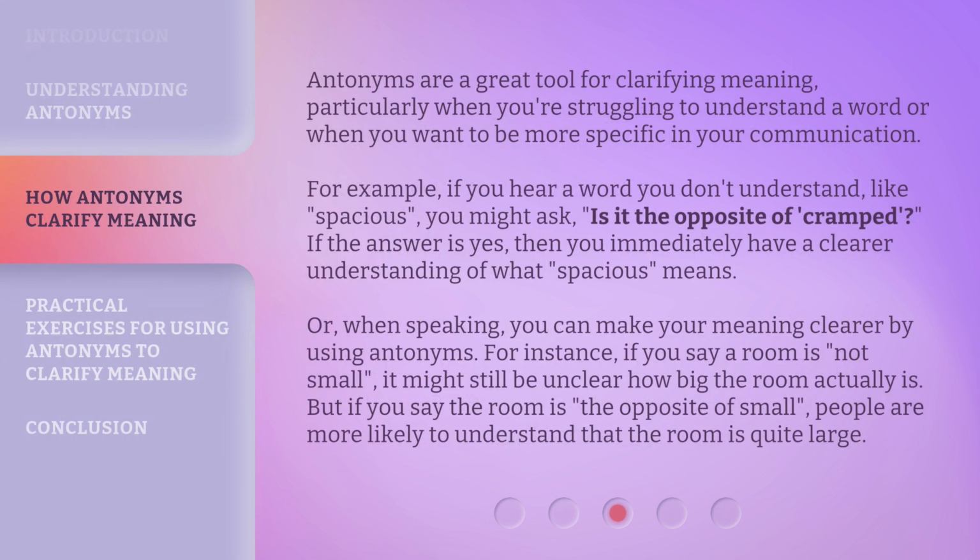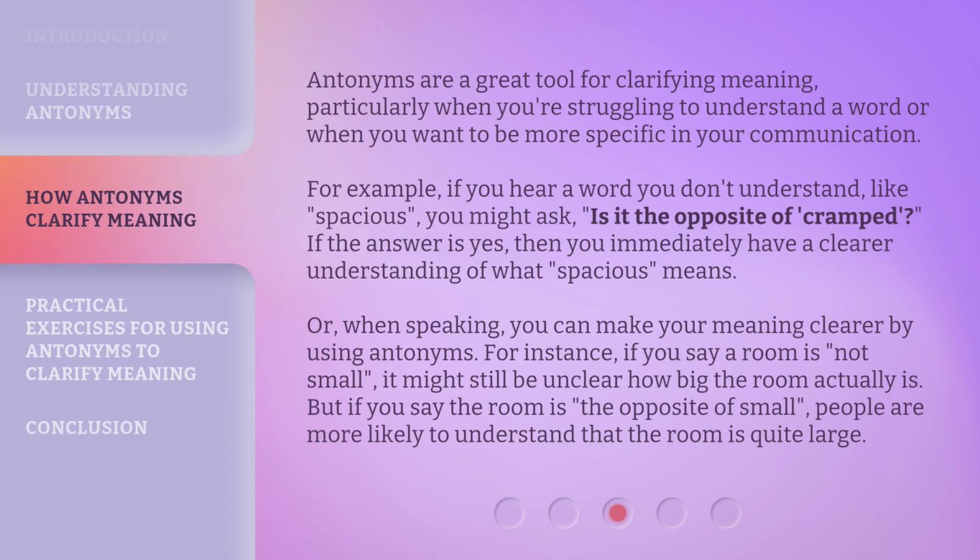Antonyms are a great tool for clarifying meaning, particularly when you're struggling to understand a word or when you want to be more specific in your communication. For example, if you hear a word you don't understand, like spacious, you might ask, is it the opposite of cramped? If the answer is yes, then you immediately have a clearer understanding of what spacious means.